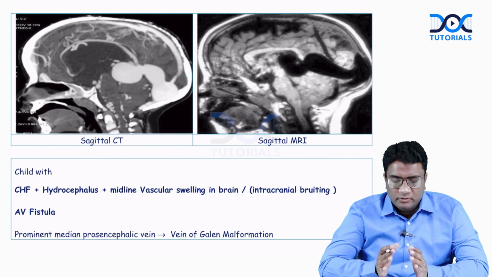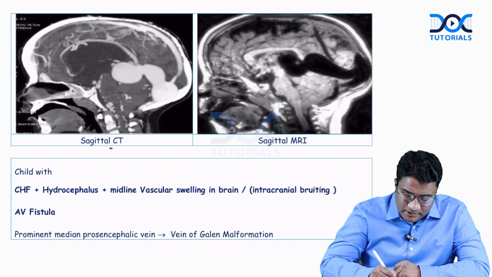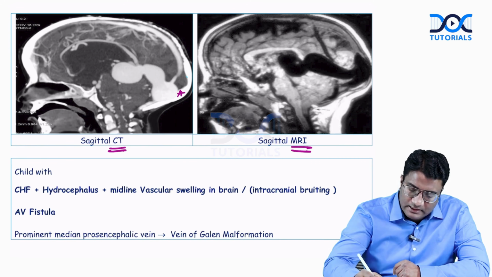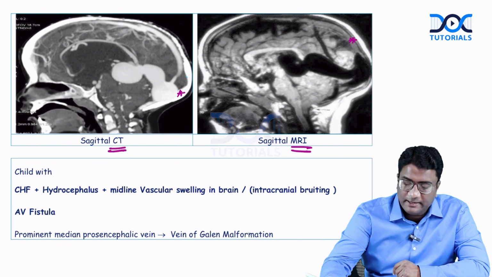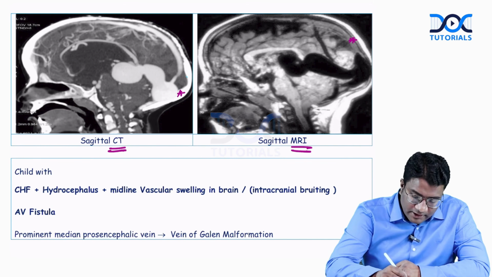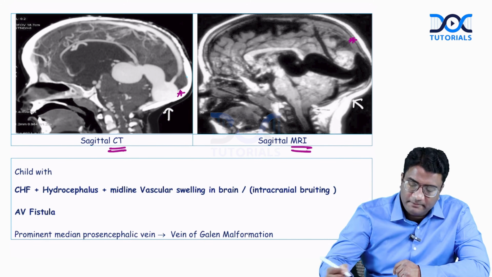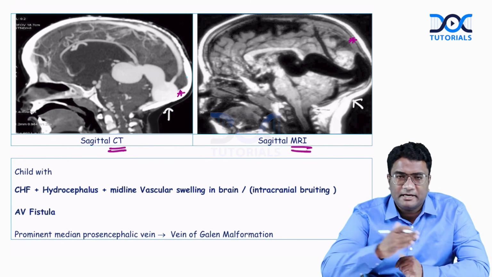Now, please look at these CT and MR images. So this is a sagittal CT and sagittal MRI. The bones are white on CT. The bone is dark on MRI. And the subcutaneous fat is dark on CT, the fat is white on MRI. So this is the CT and the MR image.